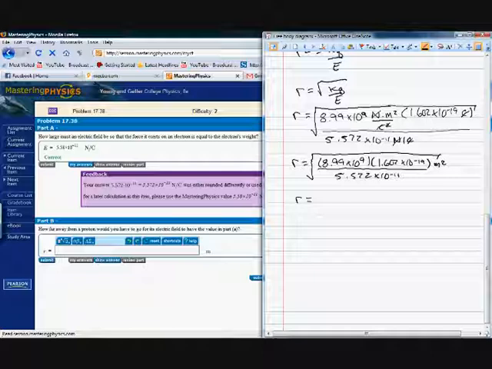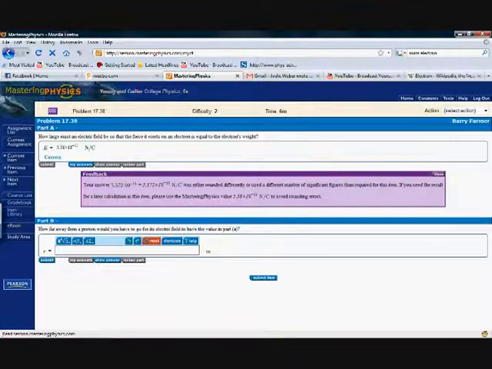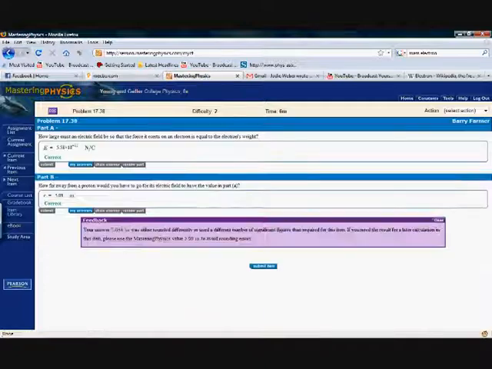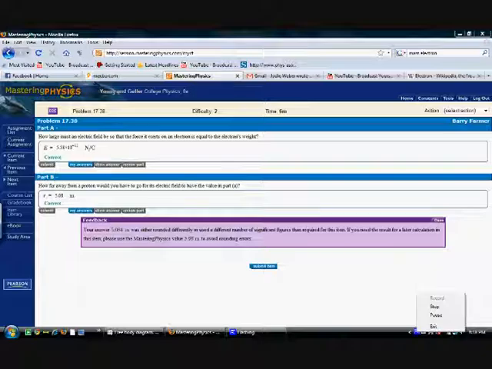Let me punch this into the calculator right quick. And I get that the radius is equal to 5.084 meters. And let's put this into Mastering Physics. Submit. Hey, there it is. And that's problem 17.38.